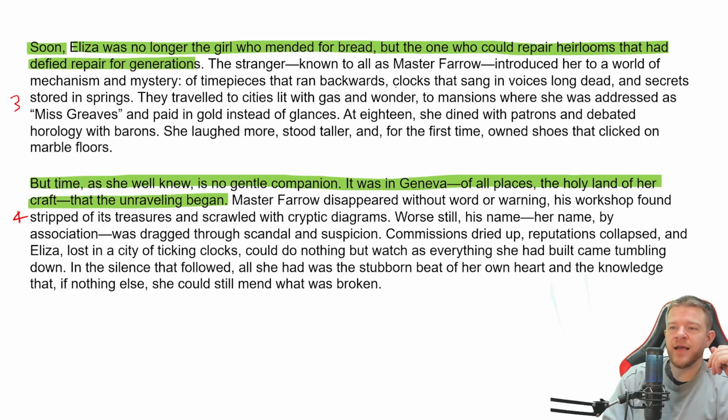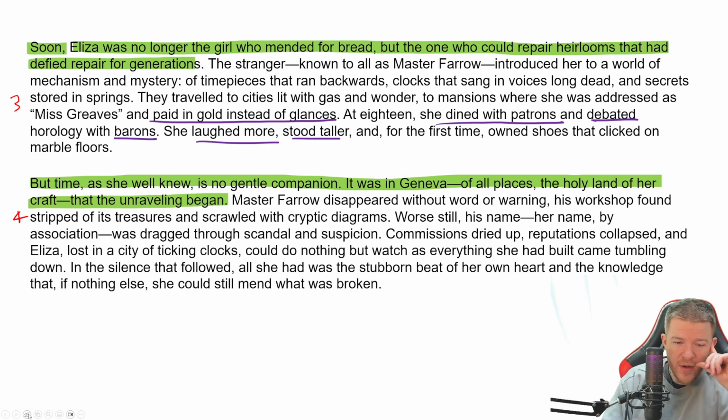I've got some really beautiful phrasing examples. So: paid in gold instead of glances. She dined with patrons. She debated with barons. She laughed more, stood taller. All of these things we're doing are examples of syntactic parallelism, which are really clever ways of doing things. So we've got paid in gold instead of in glances; dined with patrons, debated with barons.